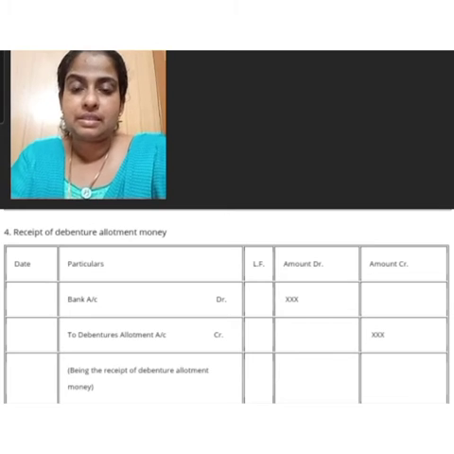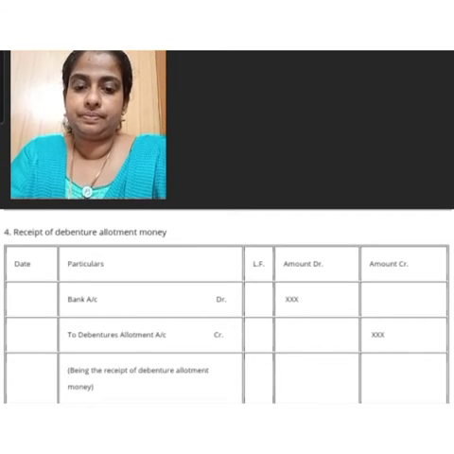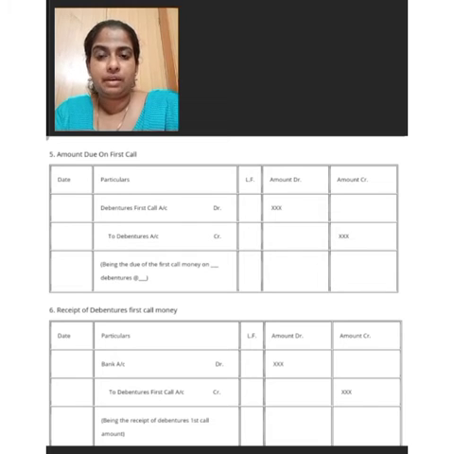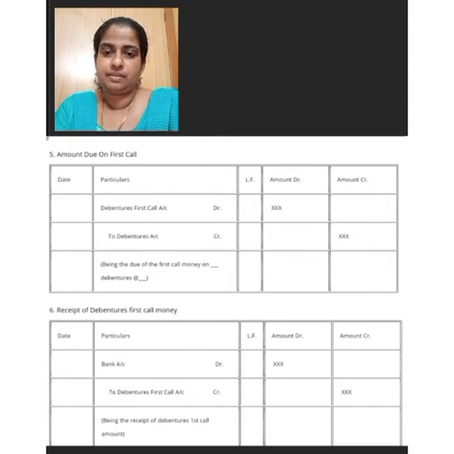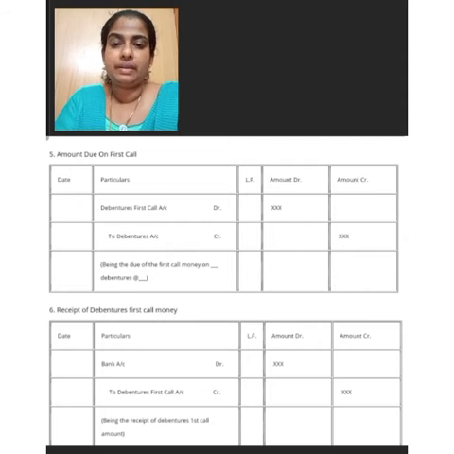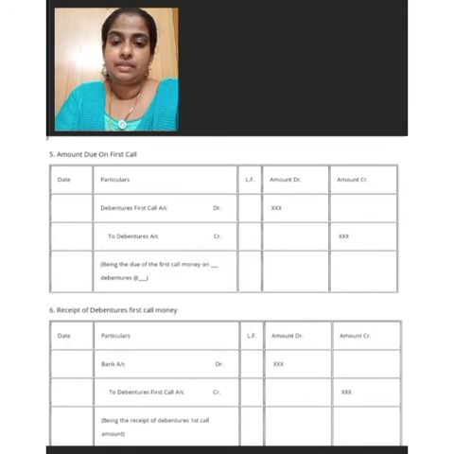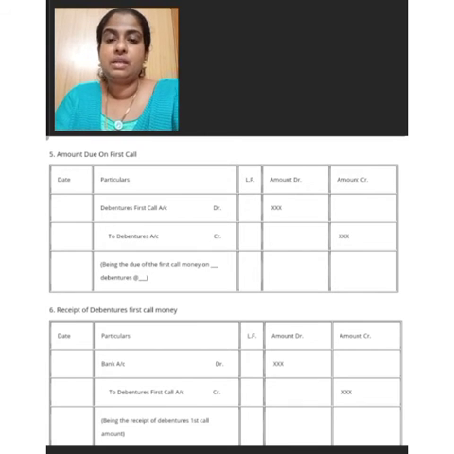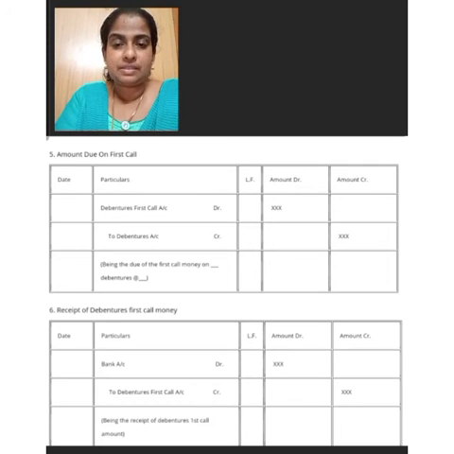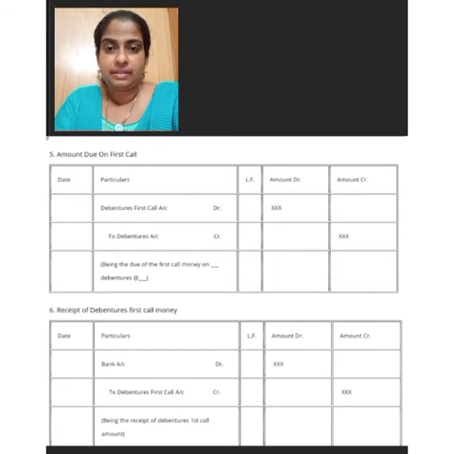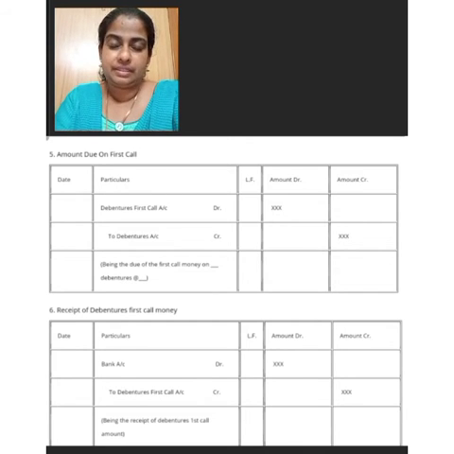Then next we pass the journal entry for first call money due. The entry will be Debenture First and Final Call Account debit to Debenture Account, being first and final call money due on 10,000 debentures at the rate of 30. Then the next entry will be for first and final call money received. The entry will be Bank Account debit to Debenture First and Final Call Account. The amount will be the number of debentures issued into the final call of 30, being first call money received on 10,000 debentures at the rate of 30.